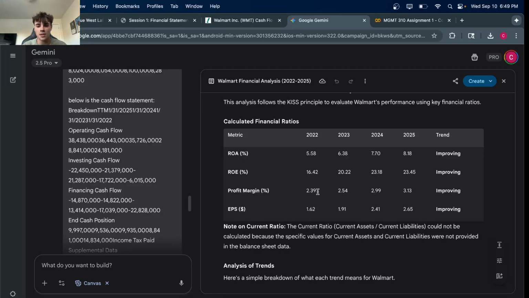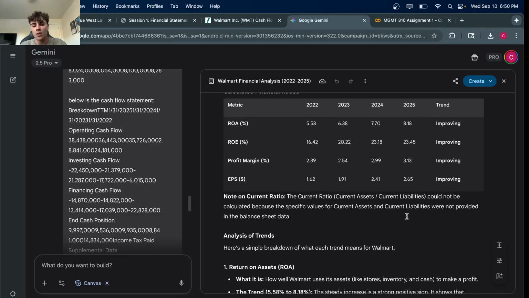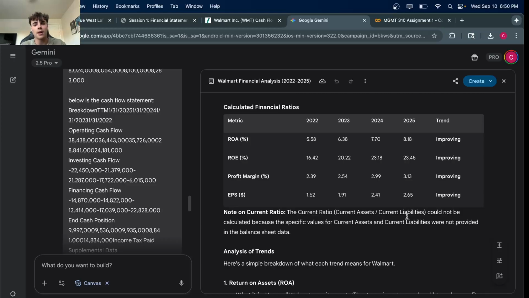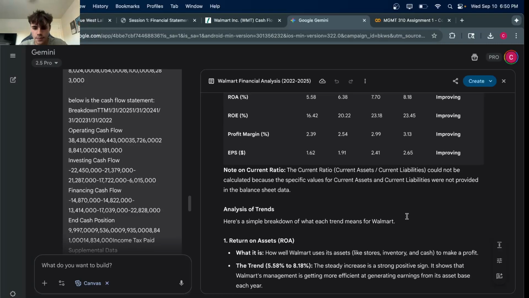In 2022 it went from 16 cents to 20 cents, and then all the way up to 23. The profit margin is also steadily increasing, a little bit every year. The earnings per share started at $1.62 per share, and it's all the way up to $2.65. So you can see, just from this data, that Walmart is improving year over year. They are growing and they are successful.